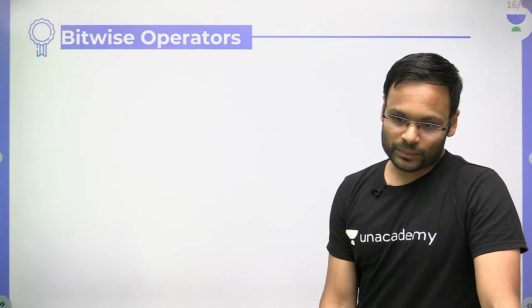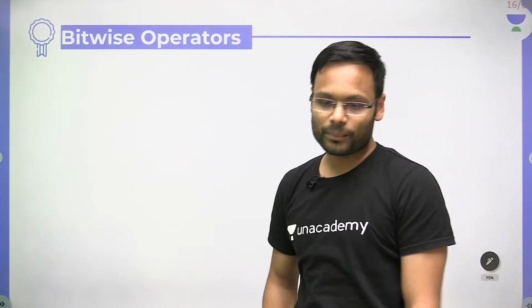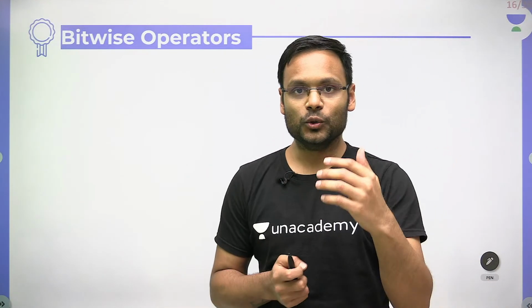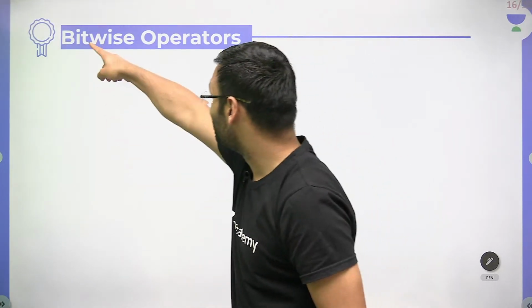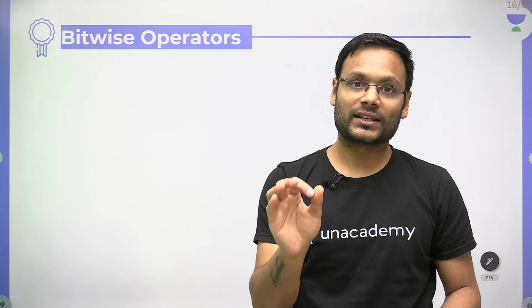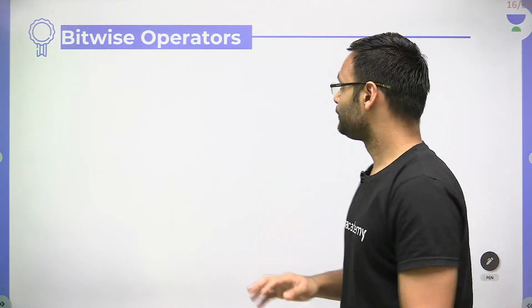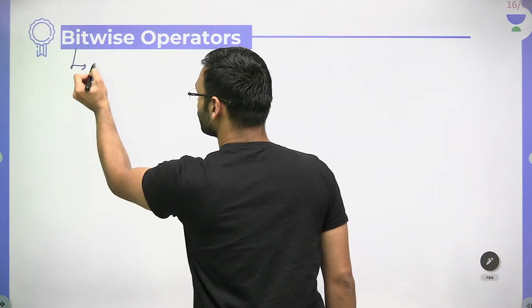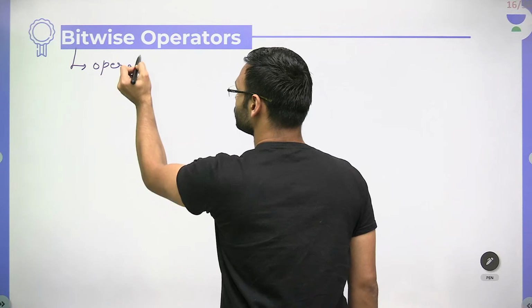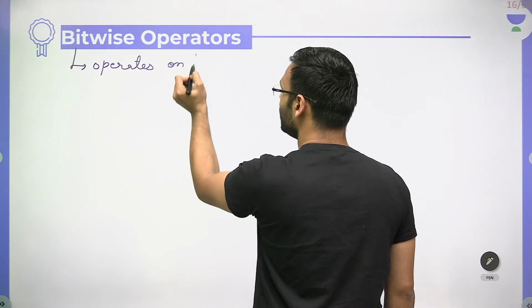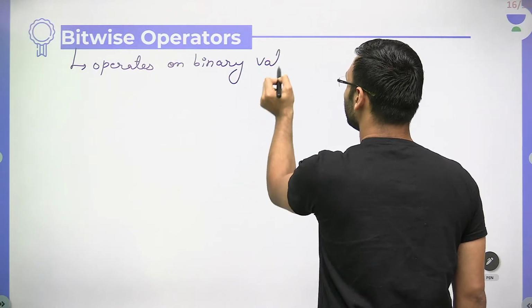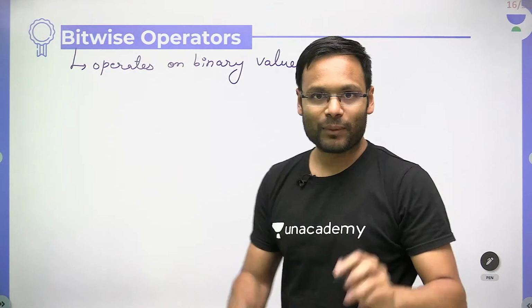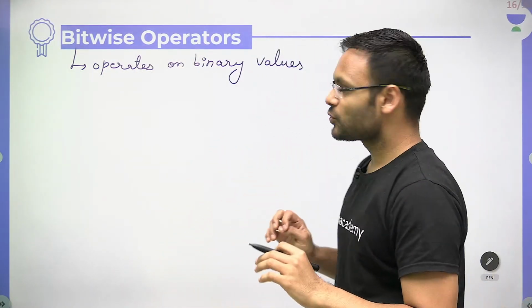Next is the bitwise operator. What is the meaning of bitwise operator? Bitwise operators are those operators which are applied on binary, that is why bitwise. These are the operators that work on binary values. I hope you guys are aware of binary values. Do you know what a binary value is? Yes or no? Tell me quickly.